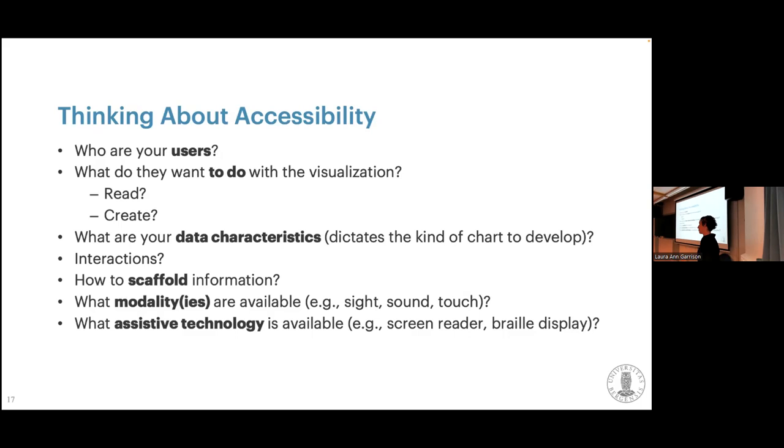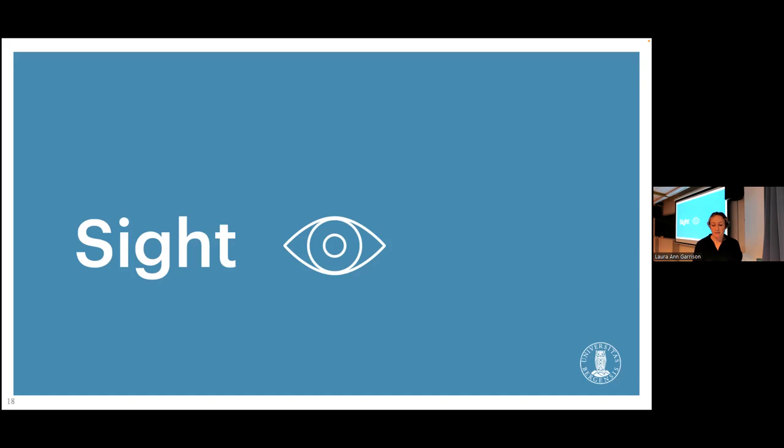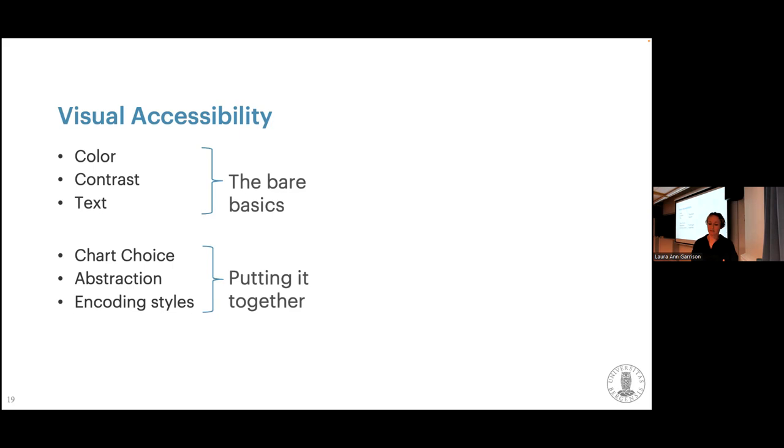So for the rest of this lecture, I'll be talking about these individual modalities and examples, and I'll start with the easiest one, sight. Visual accessibility covers a lot of basic visual design guidelines that can be helpful, especially for people who have cognitive disabilities. And the structures that you set up in here can facilitate access to other modalities, such as incorporating sound, and I'll talk about that more later. So the basic visual elements that I'll be talking about include color, contrast, and text.